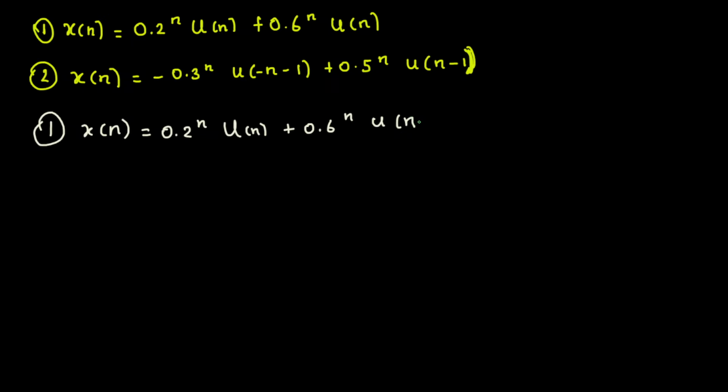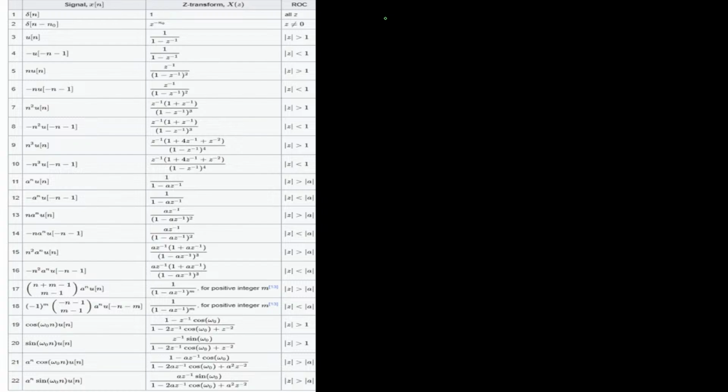Okay, and here as you see, this is following a pattern a power n u of n. If you deal with a problem like that, then you have to pick up this pattern. Where is the a power n u of n? I'm seeing it over here. And this is the Z transform of this one, and this is going to be the region of convergence: Z is greater than A.